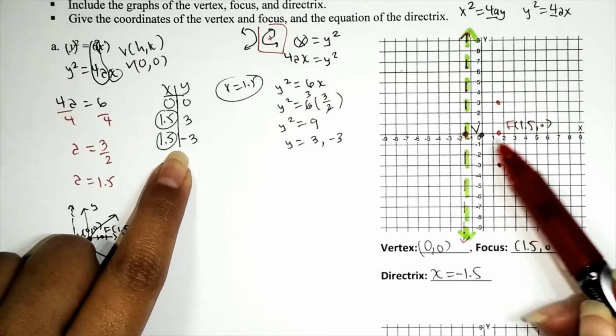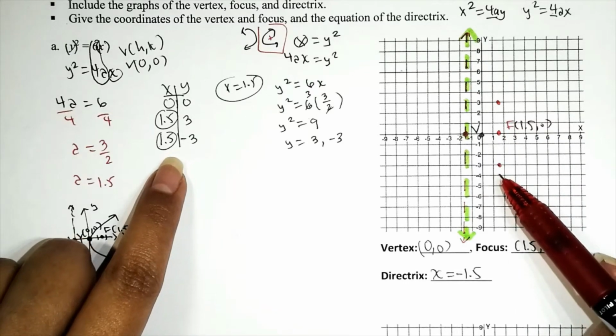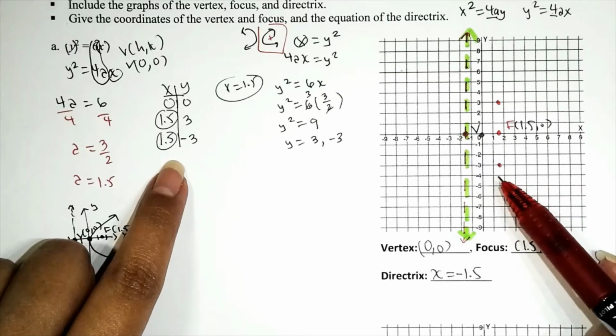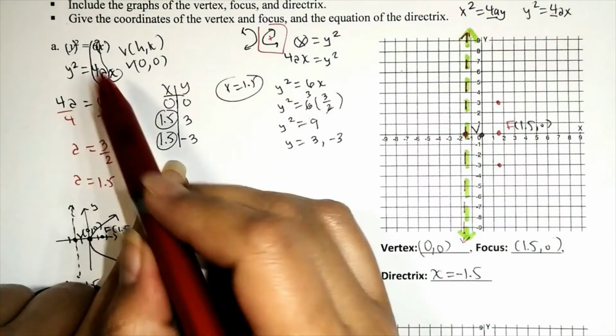Fantastic. So the first point comes from the vertex. The next 2 points come from the math. Now the question is, what is another x or y value that we should pick? Again, there's no right or wrong answer. It's just up to you. Okay, so this is how I like to do it, because this is crossed out.